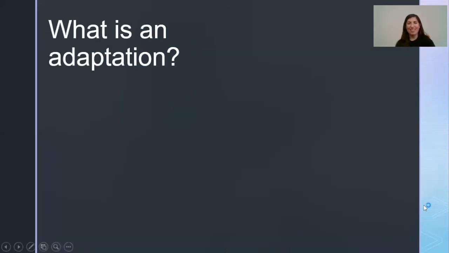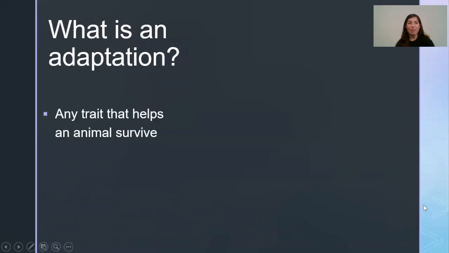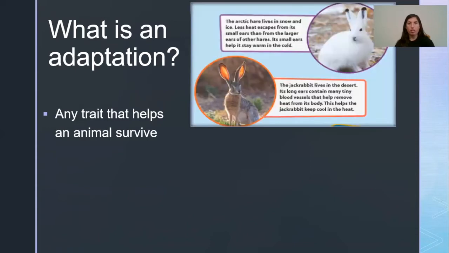So, like the video said, an adaptation is any trait that helps an animal survive. If we look at this picture right here, we can see that the Arctic hare lives in snow and ice. Less heat escapes from its small ears than from the larger ears of other hares. Its small ears help it stay warm in the cold. So that's a trait that helps it survive, those small ears.